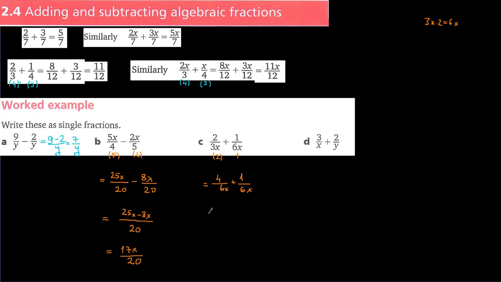Now the denominators are the same, so the answer is going to be 4 plus 1 divided by 6x, which is equal to 5 divided by 6x.